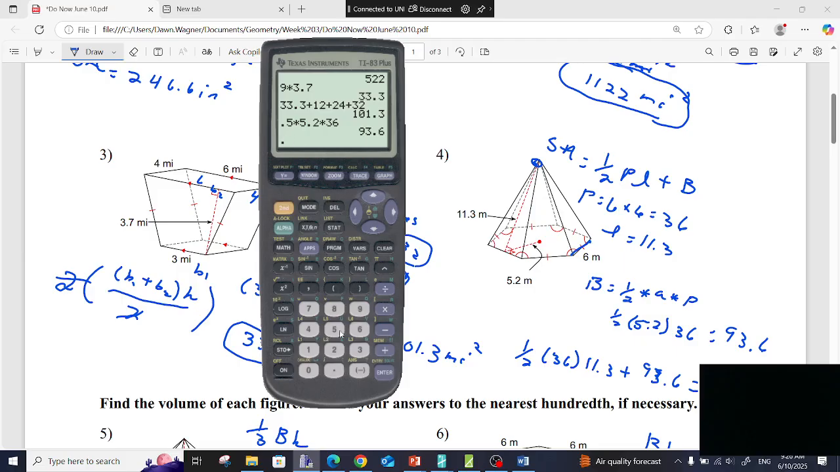So I have 0.5 times 36 times 11.3 plus 93.6. And that's 297.